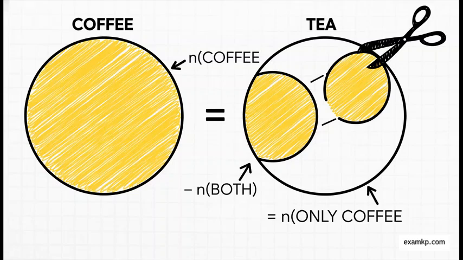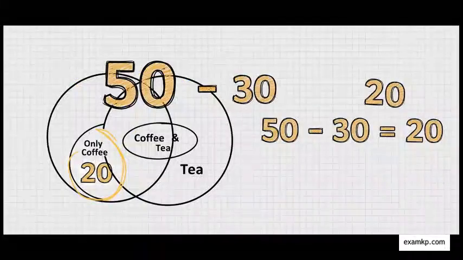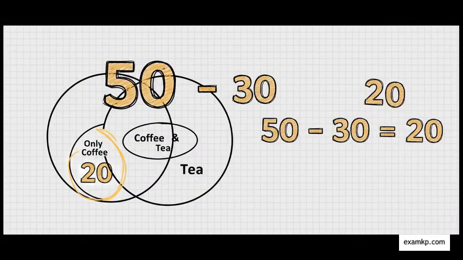So we just take the total number of coffee drinkers and subtract the both group. And the calculation is beautifully simple. 50 total coffee drinkers minus the 30 who also drink tea leaves us with 20. 20 people drink only coffee.